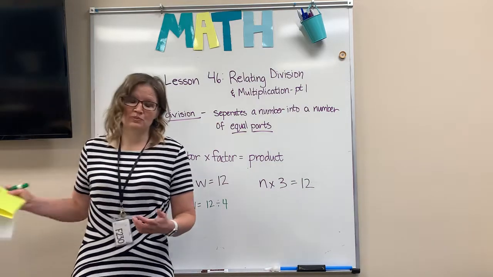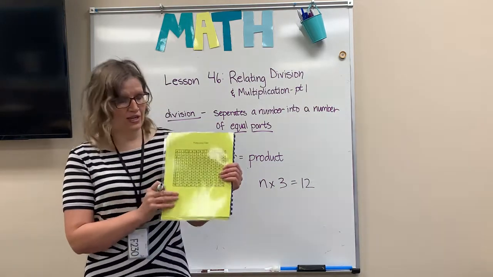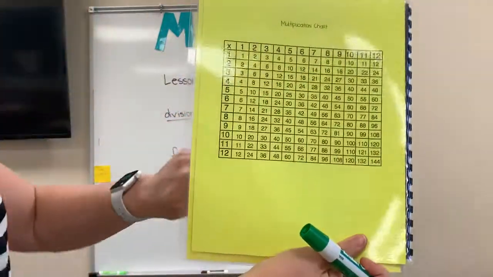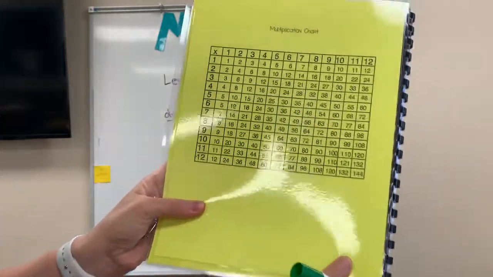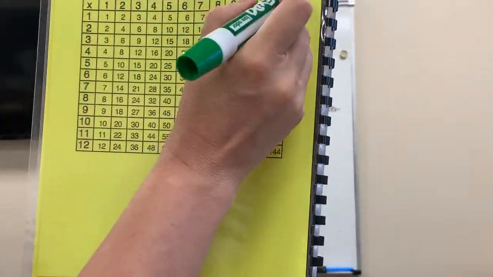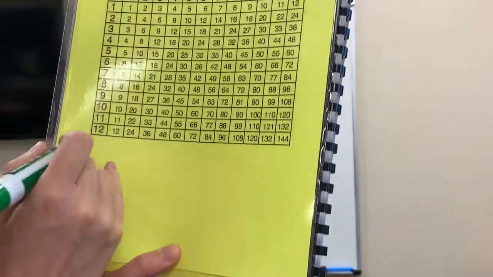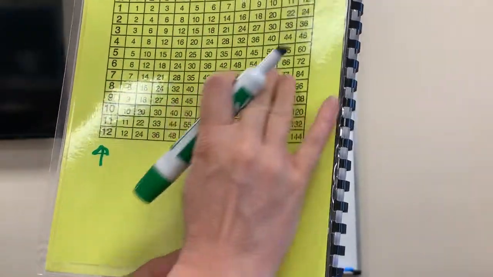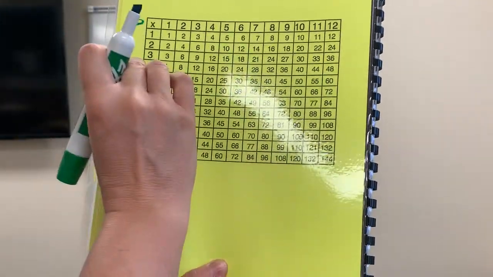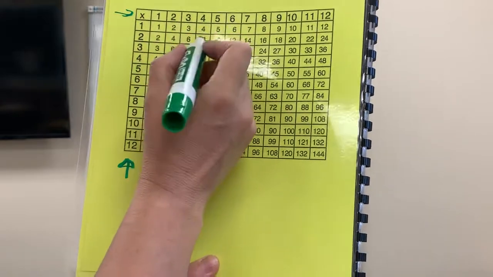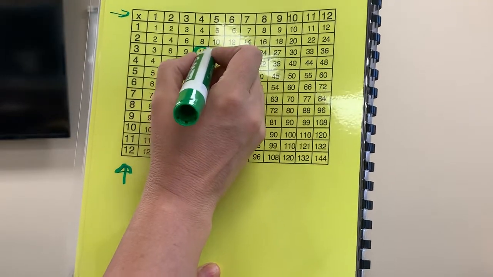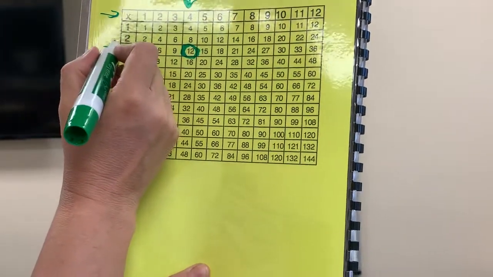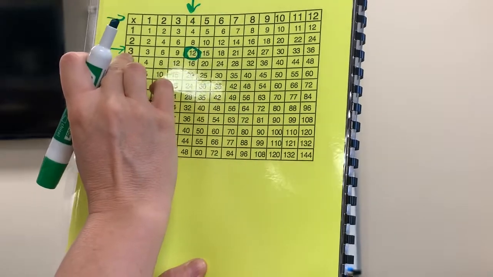We can look at our multiplication chart that you have right here, and hopefully you can see it. I'm going to come up pretty close. On my multiplication chart, these are the factors right here and here, and in the center are the products. So I'm looking at 4, and here is our answer for 12. This is the product. I know that 4 times 3 is 12.